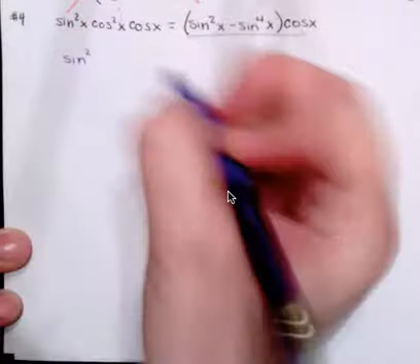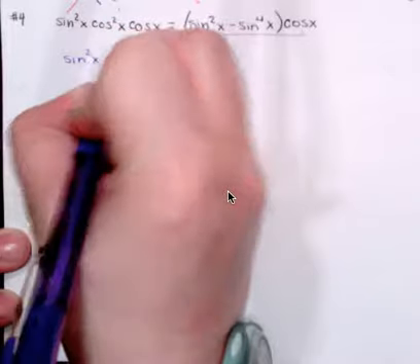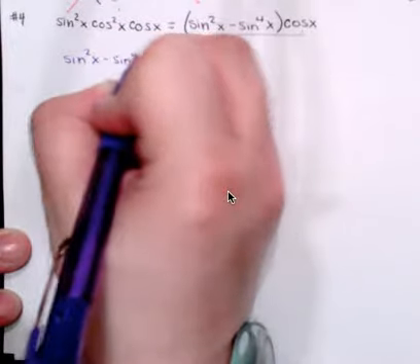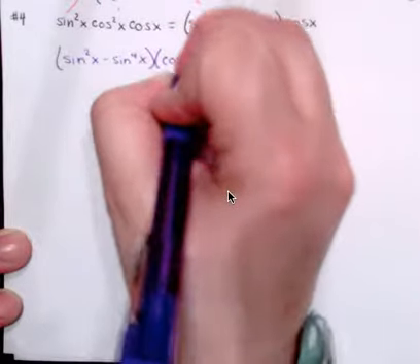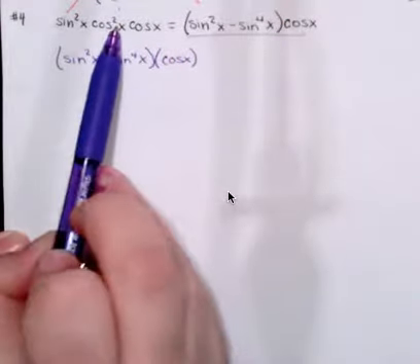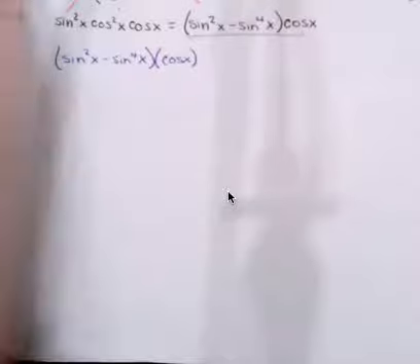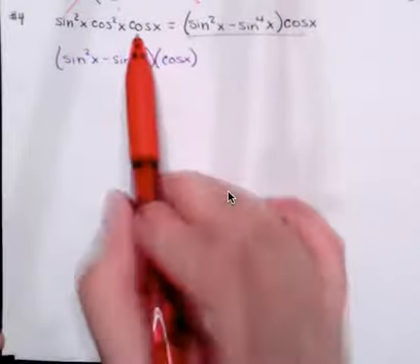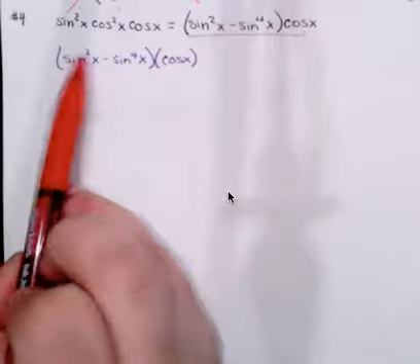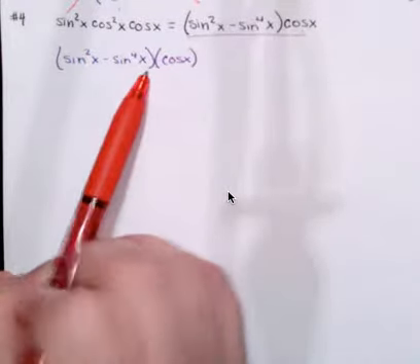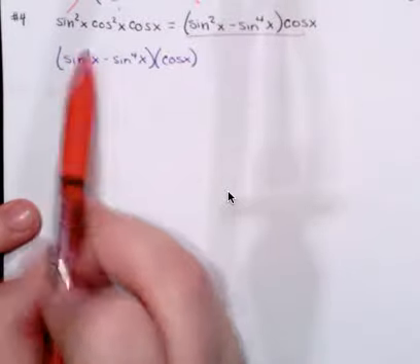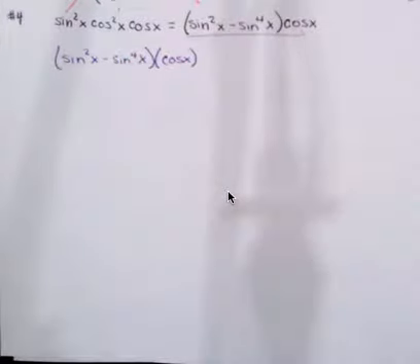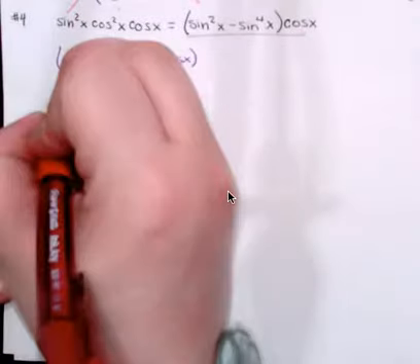So you get sine squared x minus sine to the 4th x times cosine of x. Again, I can't touch this side, but this is what I want to get to. So I'm going to play around a little bit with this. I already have my cosine, so that's good. Here I have a sine squared x and a sine to the 4th x. I notice right away that both of them have a sine squared in it, so I'm going to go ahead and factor out a sine squared.